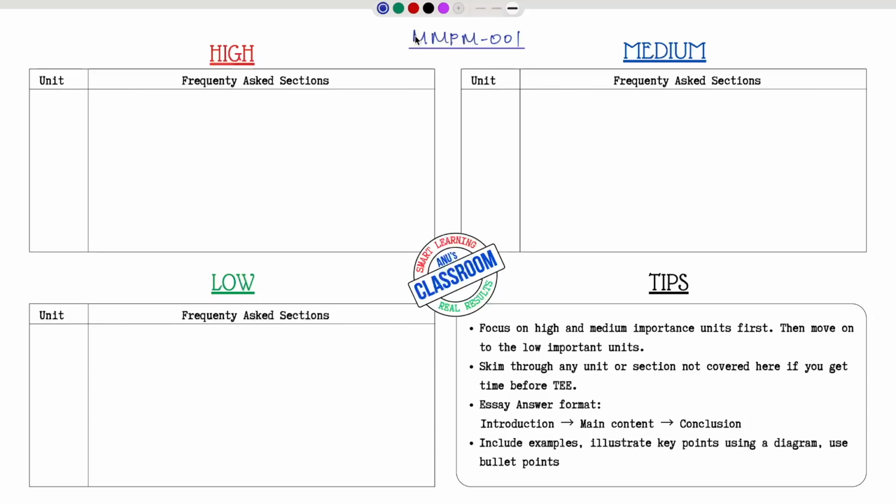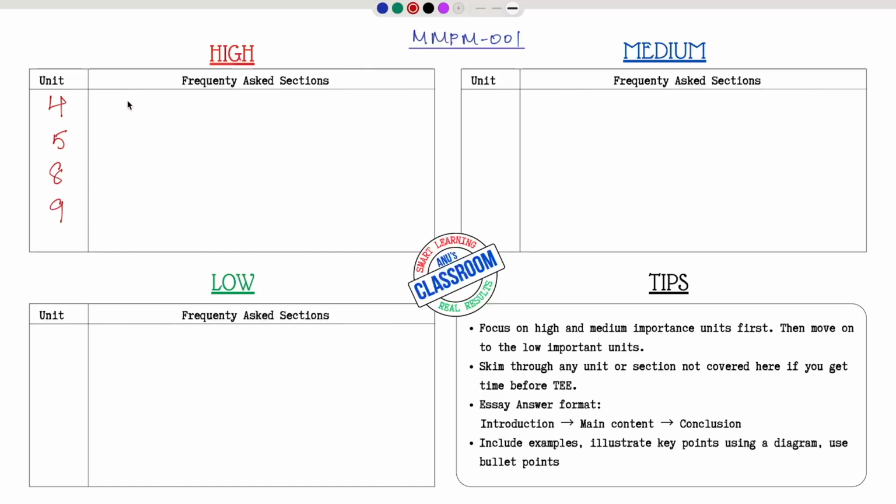What are the high priority units? There are 4 units that are of most importance because maximum number of questions throughout these years have come from those 4 units. Which are those 4 units? They are units 4, 5, 8 and 9. These are the 4 most important units. Focus your maximum efforts on these 4 units, because they have the most number of questions. In these also, not all sections are equally important. We can actually narrow down to the most important sections out of these units as well.